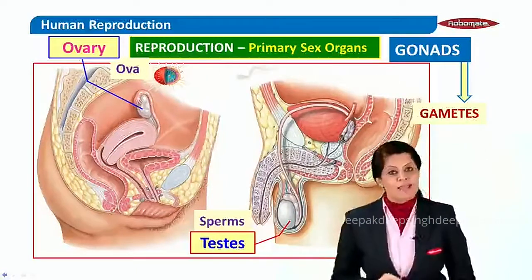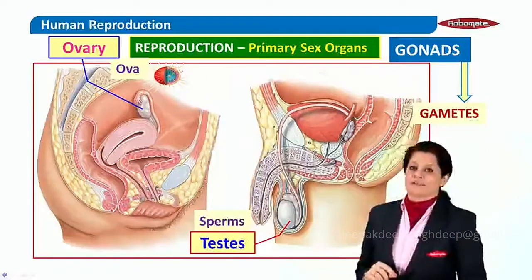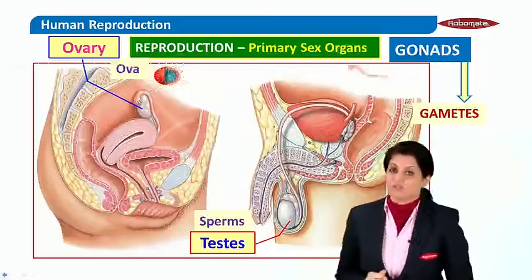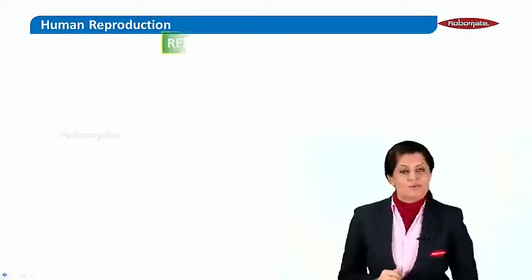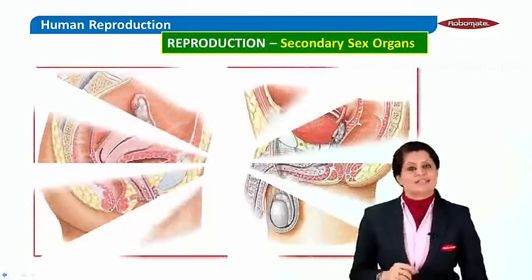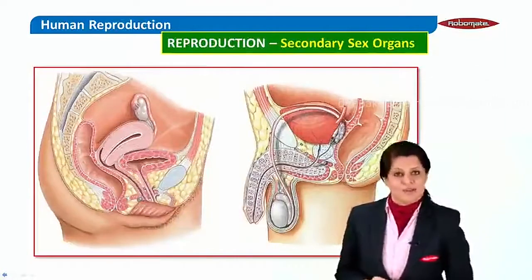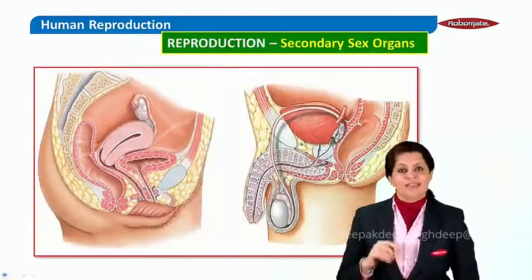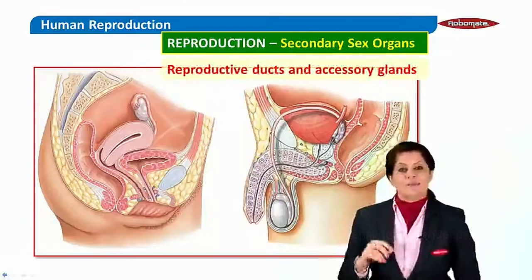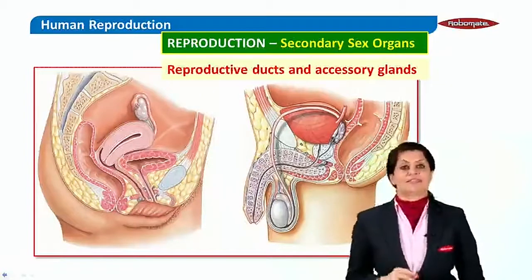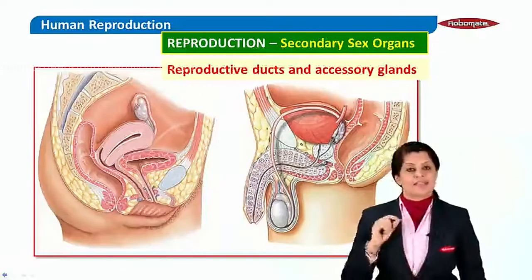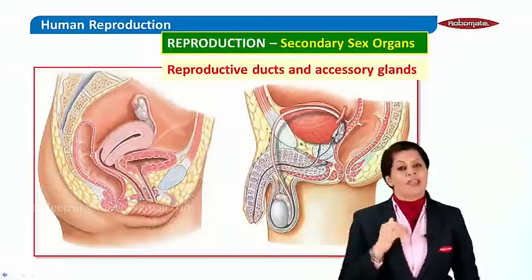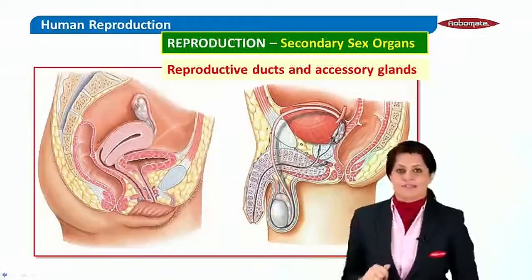But while we are studying the reproductive system, we come across certain other organs too. Those organs are called secondary sex organs. Now, what are the secondary sex organs? These are the reproductive ducts and accessory glands. And secondary sex organs, students, are going to support or help the primary sex organs.